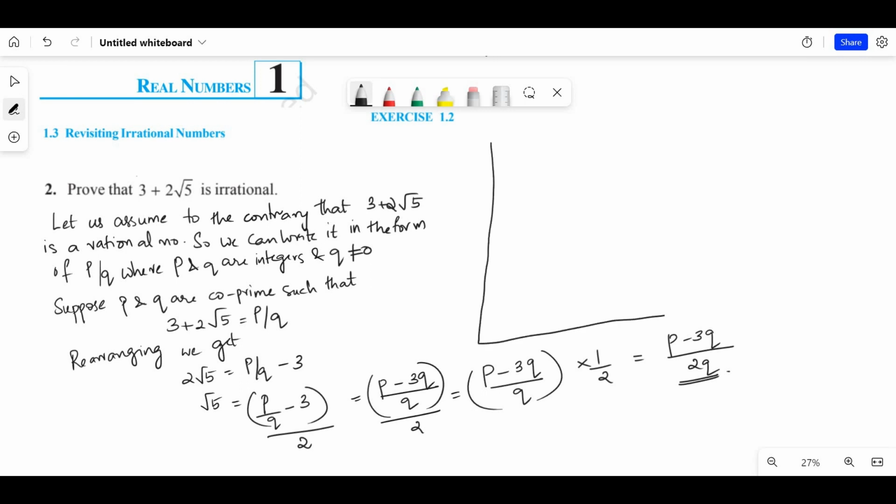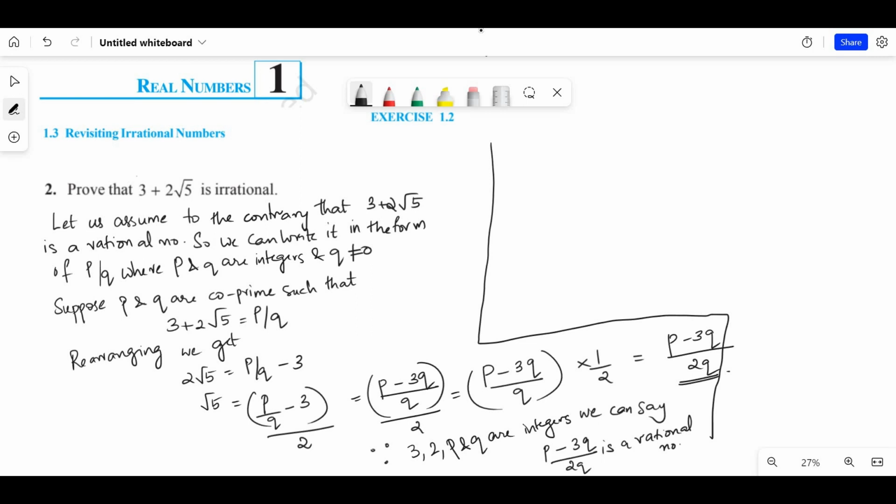Since 3, 2, P and Q are integers, we can say P minus 3Q by 2Q is a rational number, which means since P minus 3Q by 2Q is rational, then root 5 is also a rational number.